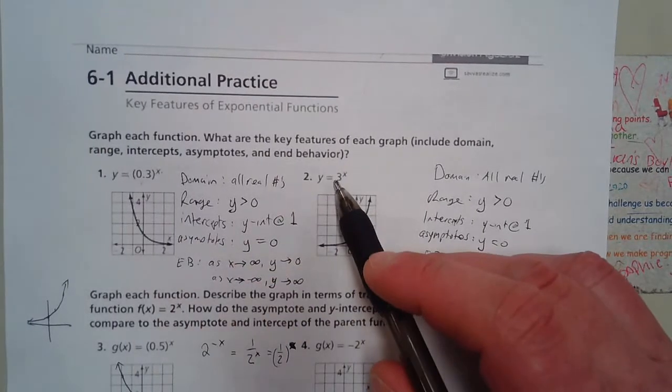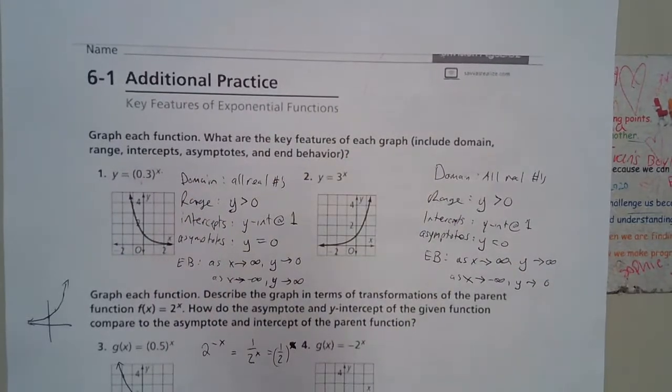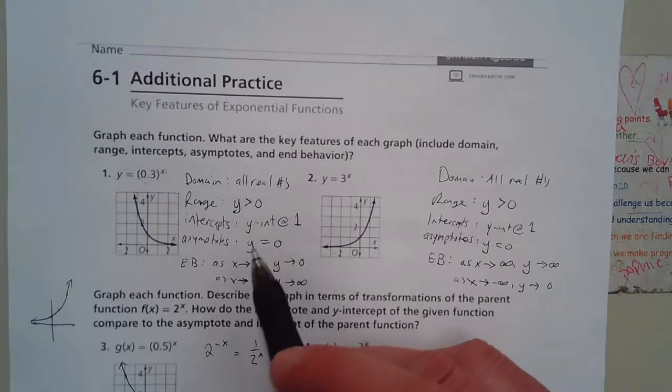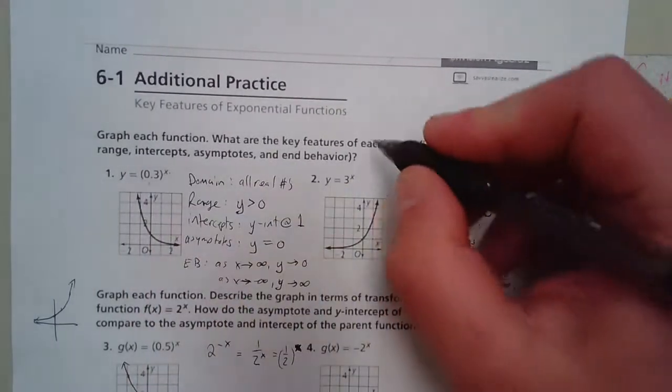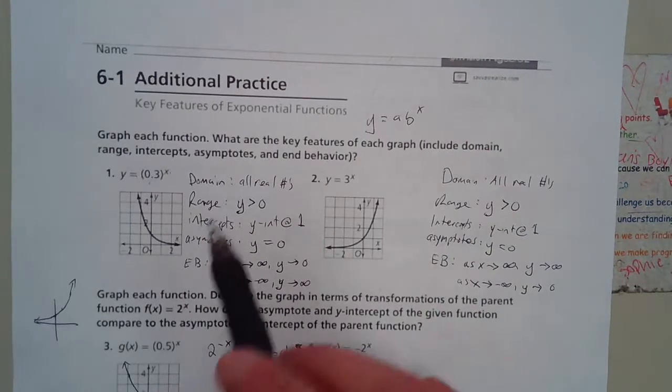So same thing for this problem, it's also going to be at 1. But if you had like a 5 out front here, the asymptote's going to cross at 5. You can see that on the graph. You can see it on the table. A lot of ways to check that out. But it is that a value in your a times b to the x base equation.